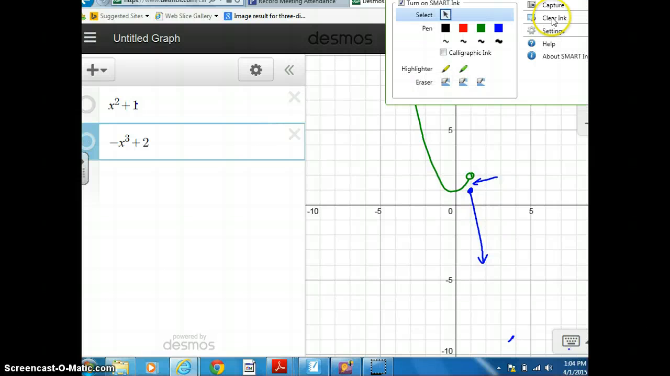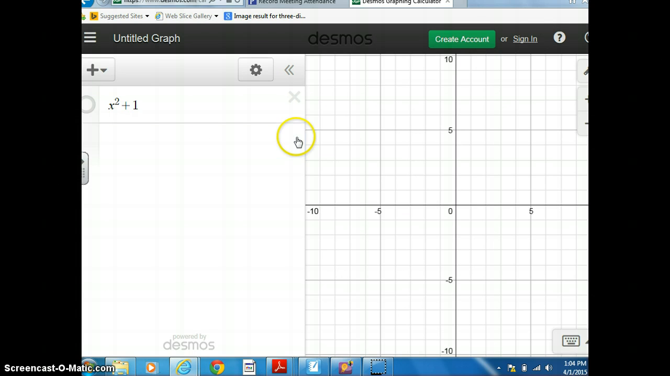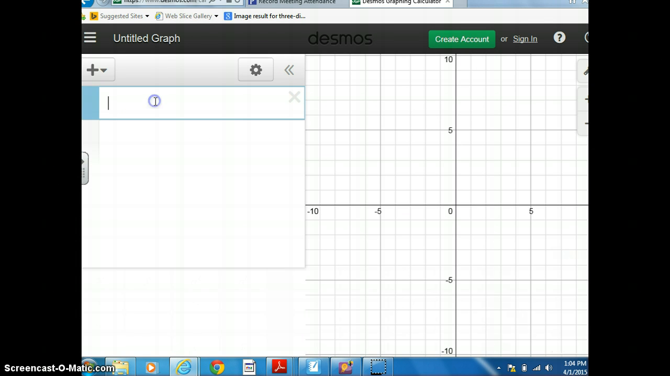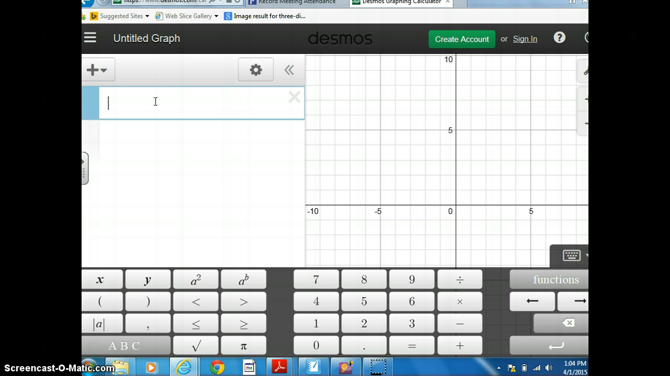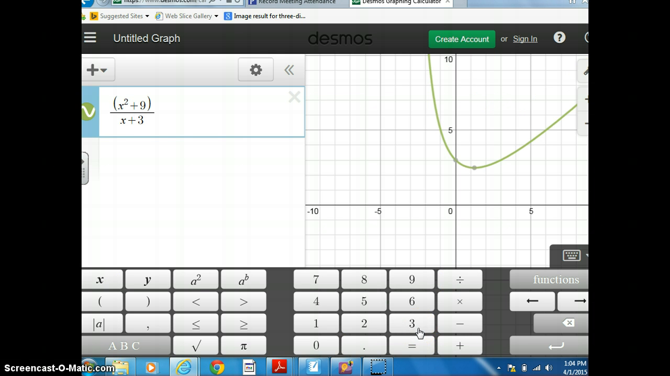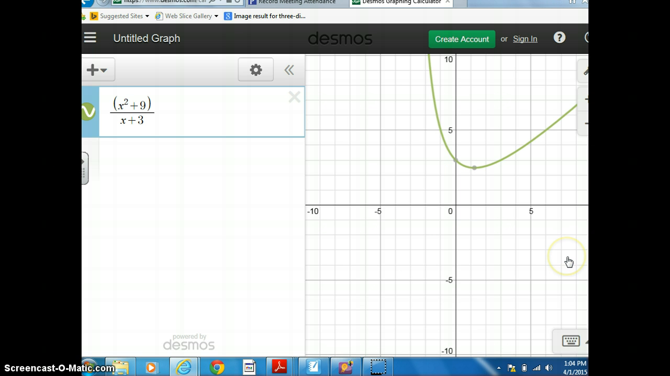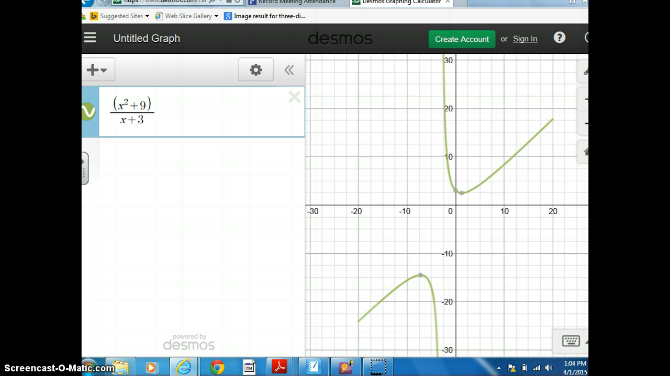Right, then I want to look at number 12. Number 12 is x squared plus 9 over x plus 3. And we look at that graph. You actually have to zoom out a little bit to see the whole thing.